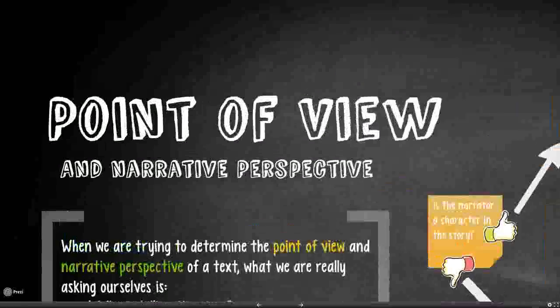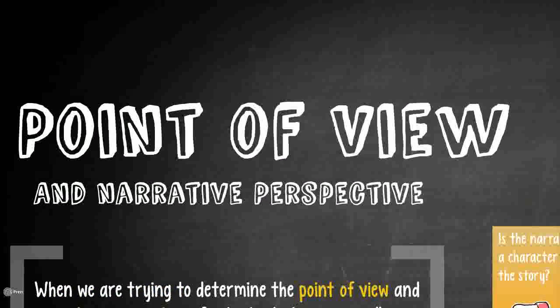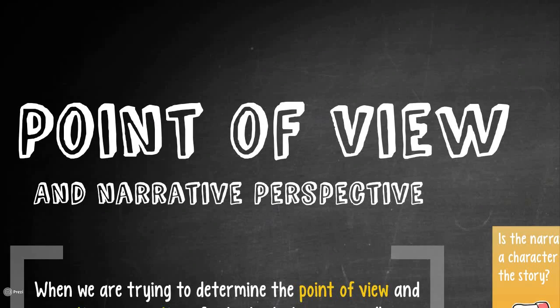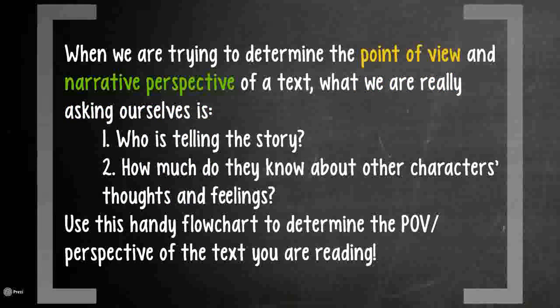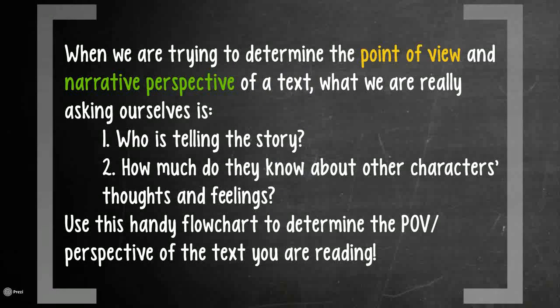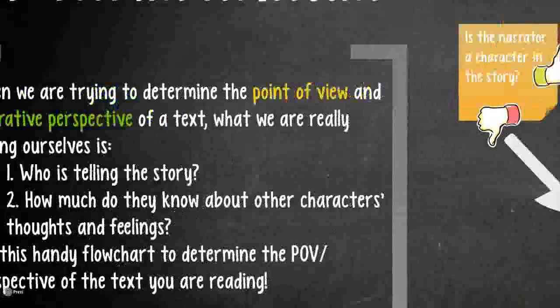This lesson is all about learning how to identify the point of view and narrative perspective in a literary text. When we're trying to determine the point of view and narrative perspective of a text, what we're really asking ourselves is, number one, who's telling the story? And number two, how much do they really know about the other characters' thoughts and feelings? Use this handy flowchart to determine the point of view and perspective of the text that you are reading.